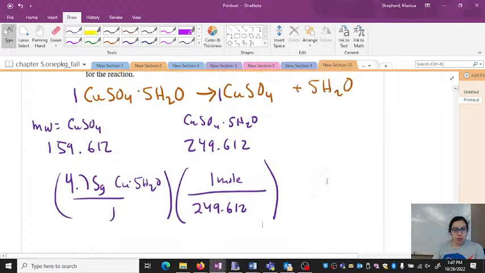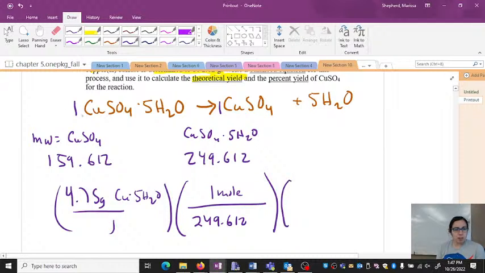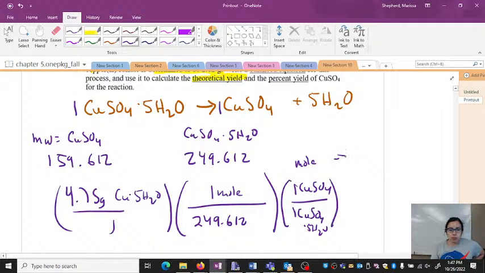And then formally, we could do a mole-mole ratio, even though it's pretty obvious in this one, but we could still write it. So 1 mole of copper sulfate anhydrous can be derived from 1 mole of our pentahydrate. So that just gives us times 1. And then the last bit is, of course, going back from moles to grams. So now we'll just multiply it by the mass of our anhydrous.